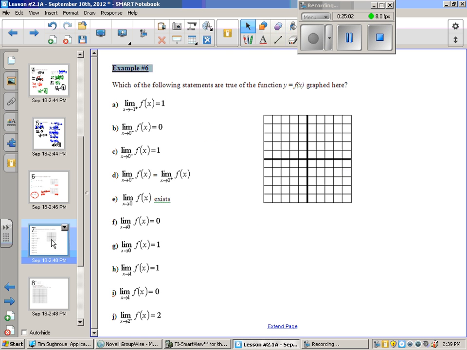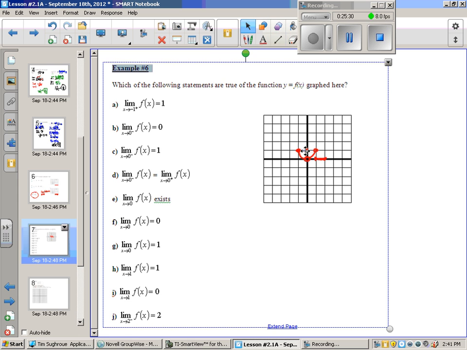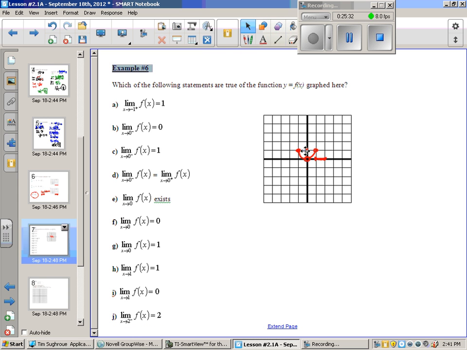Okay, example number 6. On this particular problem, the picture will be given to you in the book. It's not presented right here. I will draw it in for you so you can see what it is that we're going to reference. Here is the picture that we're going to be referencing. If you take a look at it, first of all, notice that there's an open circle at the point 0, 0. And that point has been removed and placed right here at the point 0, 1.